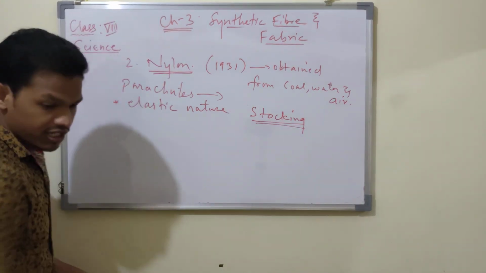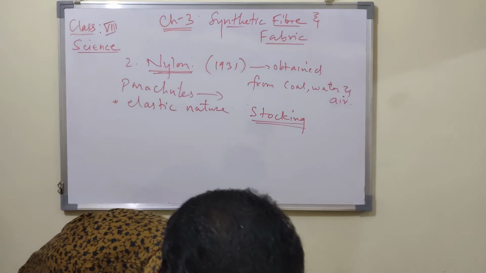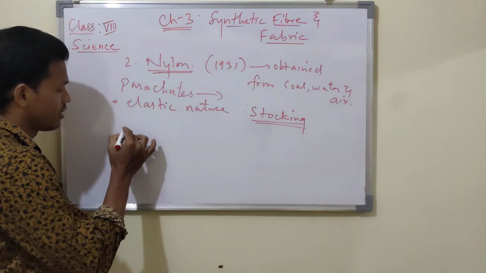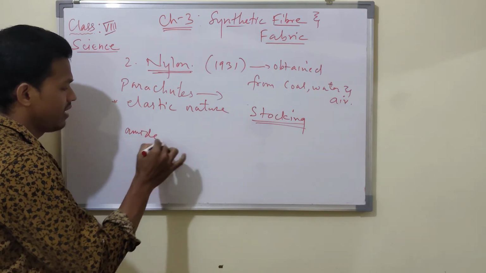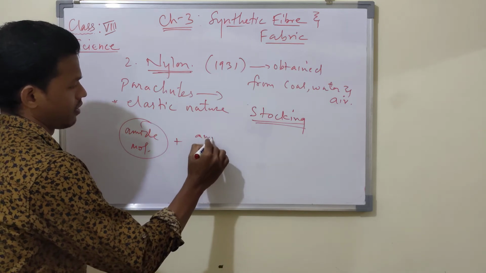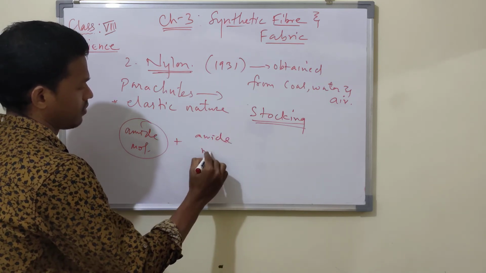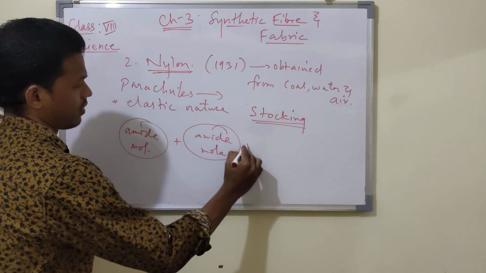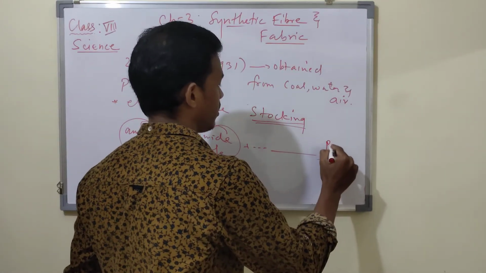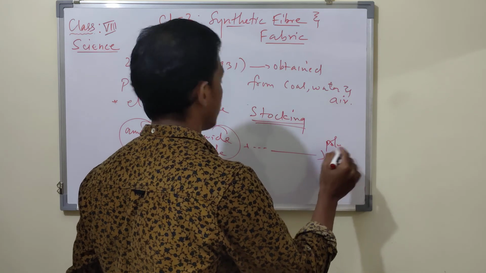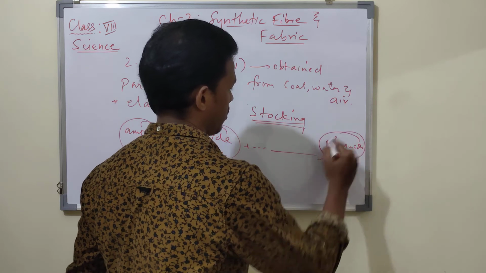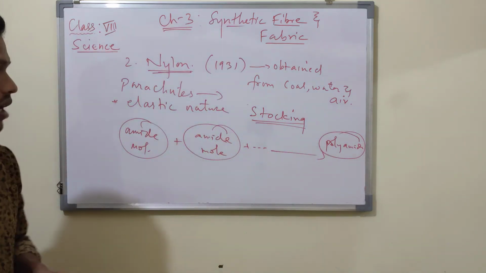So how can it be obtained? This nylon is obtained from amide molecules. These are made into polyamide.